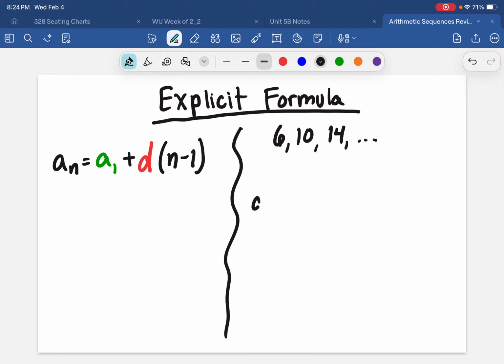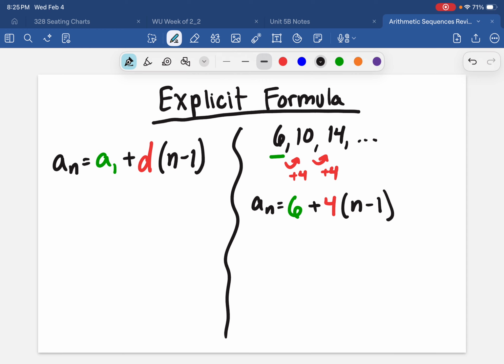So I'm going to start by saying a sub n equals, and then it's my first term. Well, my first term is 6. That's literally the first number I see. Then it's plus my common difference. Well, we are adding by 4 every single time. So in my equation, I'm going to say plus 4. Then I'm going to take that 4 and I'm going to multiply it by n minus 1 because that's going to account for the fact that we are not starting at 0. Instead, we're starting at 1.